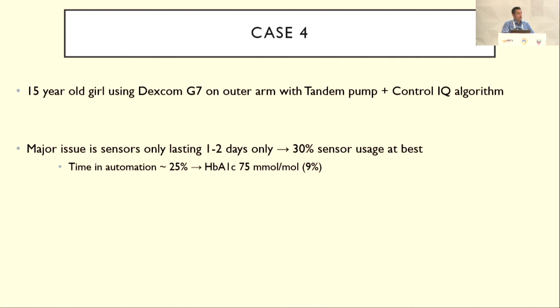So she had only 30% sensor usage, and even when the sensors were in, she was often out of connectivity. So her time in automation was only about 25% at best. As a result, her HbA1c was around that 9%. And I think it's really important when we think about, ideally, we'd have almost everybody that wants automated insulin delivery on automated insulin delivery. We don't need to be worried. For those on non-sensor augmented pump therapy, we do worry about their safety, in terms of monitoring glucose levels, carb counting, etc. We don't necessarily need to worry about that with automated insulin delivery.